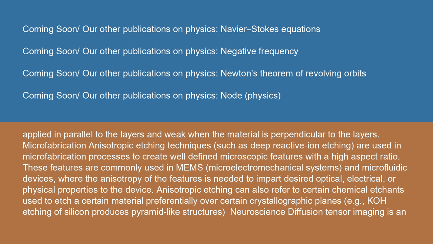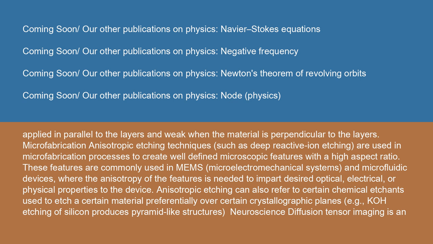Microfabrication: anisotropic etching techniques, such as deep reactive ion etching, are used in microfabrication processes to create well-defined microscopic features with a high aspect ratio. These features are commonly used in MEMS, microelectromechanical systems, and microfluidic devices, where the anisotropy of the features is needed to impart desired optical, electrical, or physical properties to the device. Anisotropic etching can also refer to certain chemical etchants used to etch a certain material preferentially over certain crystallographic planes. E.g., KOH etching of silicon produces pyramid-like structures.